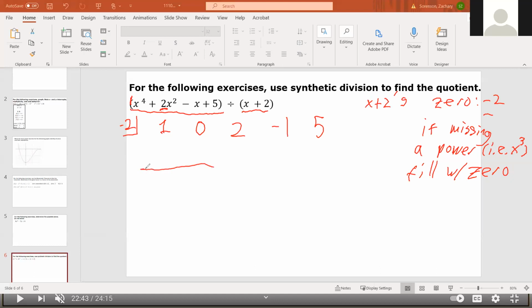Okay, now we start the actual process. Some people put a dotted line here. I'm good either way. I guess I'll put it in here, but you don't really need that necessarily if you're able to track what's going on. First step, drop 1, do nothing with it. Step 2, I take my -1, I multiply it by the thing in the box. So that gets me -2. I put that here. And then I add.